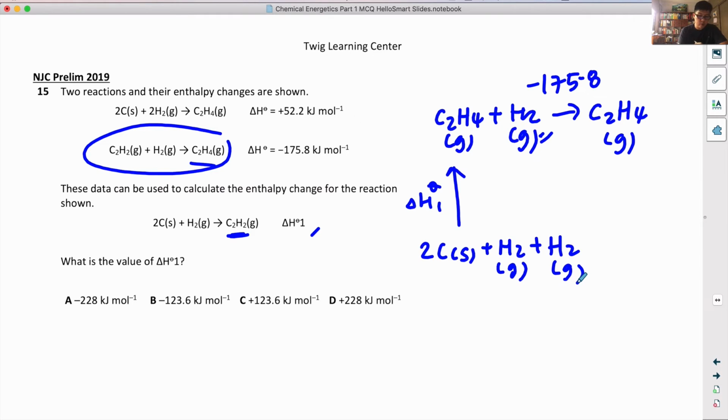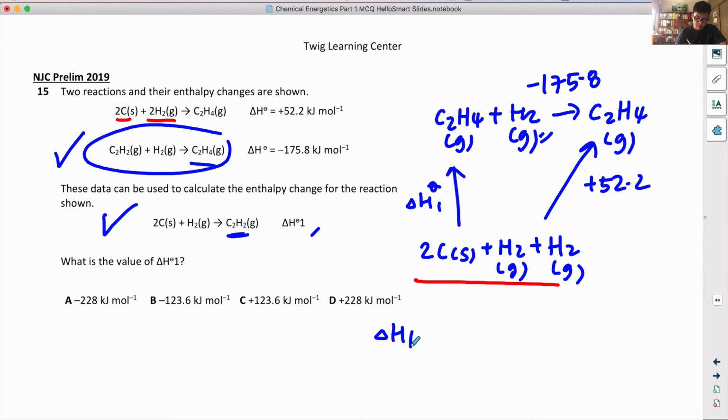So I actually used this equation, and the only last equation you're going to use is this one. You can see it's 2 carbon plus 2 hydrogen, which fits nicely. This one will point up, and you're going to put plus 52.2. Can you see that? So you can calculate H1 based on the formula. I'm just going to do it this way. From here to here is the same as from here to here.